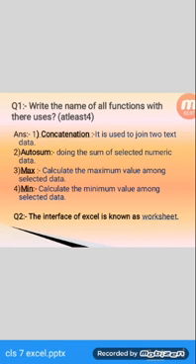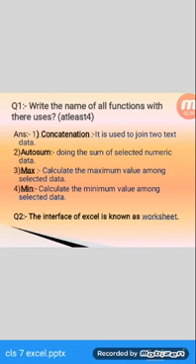Clear? Next one is auto sum. Doing the sum of selected numeric data. Of course, you will calculate sum in numeric data only. Then max, calculate the maximum value, and min, calculate the minimum value.